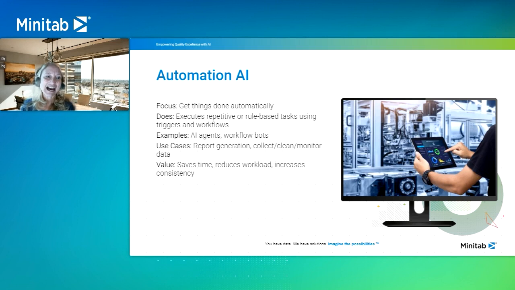Finally, automation AI. This might be kind of the older AI out there, AI agents, workflow bots. A lot of times when I talk about automation AI, we're talking about rules-based. So you've programmed rules into a computer, and we're just flowing data through a bunch of rules to keep things flowing faster, and more importantly, it increases consistency and the value. It saves time, of course, reduces workload, but the improving consistency is really important, especially when we look at things like getting our data in.